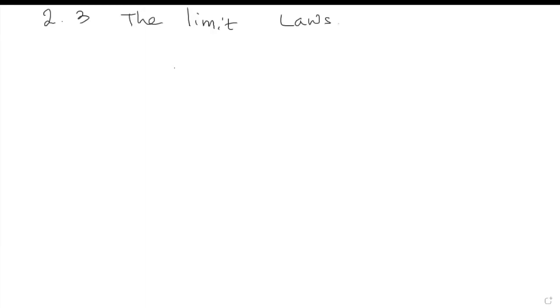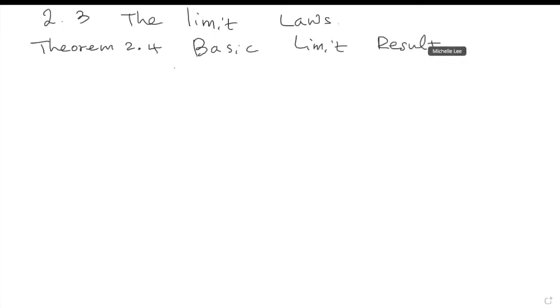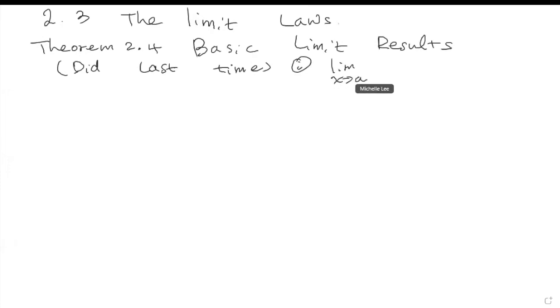Okay. So here, let us start with this one because we did this one last time. Basic limit results. First one, limit as x approaches a of x is a. Second one, limit as x approaches a of c equals c. All right, so let us do this.